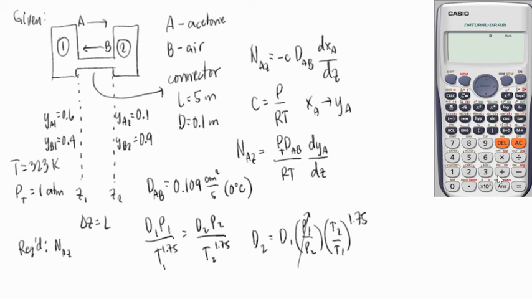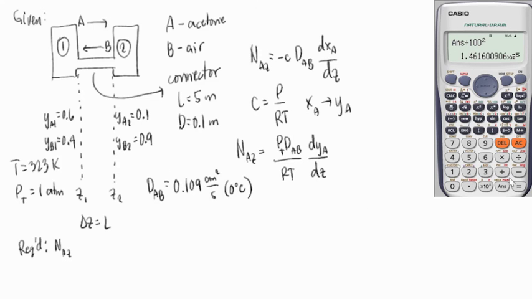Okay, so solving for D2, we have D1, 0.109 square centimeter per second, multiplied by the ratio of the temperatures. T2 is our system temperature, that is 323 Kelvin, and then T1 is the temperature in the table from your handbook, that is 0 degrees Celsius or 273.15 Kelvin, and this ratio is raised to 1.75. Our new diffusivity is 0.146 square centimeter per second. Let's now convert this to square meters per second. You simply divide this by 100 squared. This is now in square meters per second.